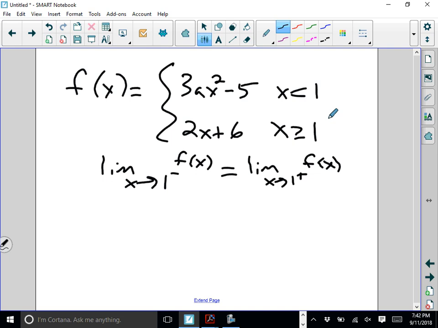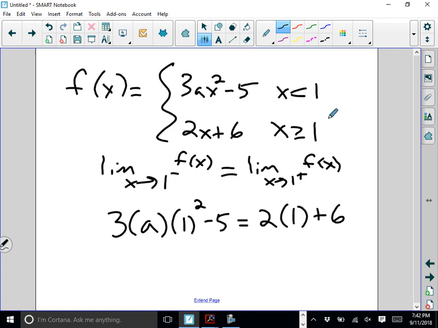So what we want to do is say this. Right, we are plugging in 1 into both functions, and we want to make sure that they equal each other. Right, so we're plugging in 1, but we're plugging it in for x. I saw some people in class were plugging it in for a. Right, we don't know what a is going to be. That's what we're solving for. We want to plug in for x and now solve for a.